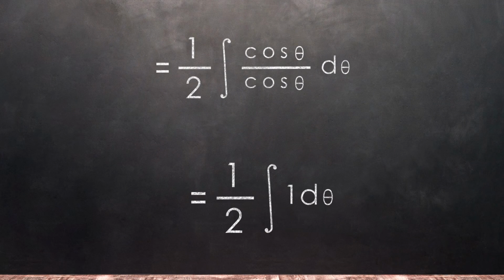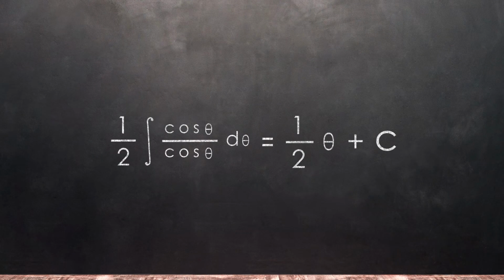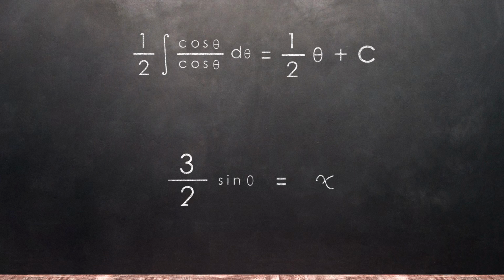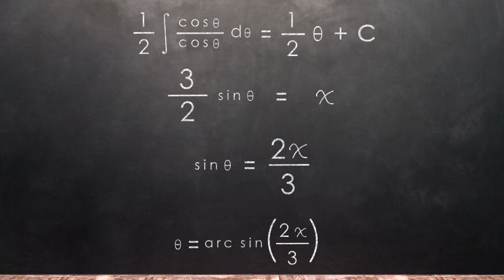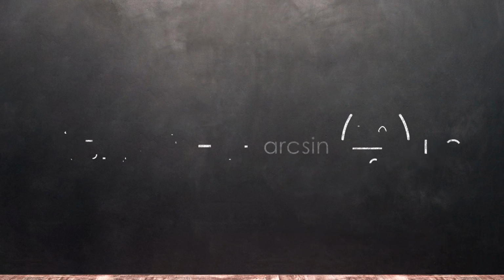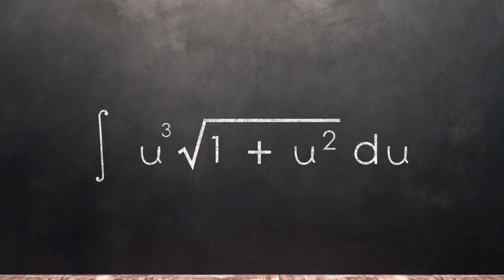We can't leave our answer in terms of theta, since we are not evaluating a definite integral. To solve for theta in terms of x, we use the equation 3 over 2 sine theta equals x. And the final answer is 1/2 arc sine of 2x over 3 plus c. Let's look at another example with a different expression.